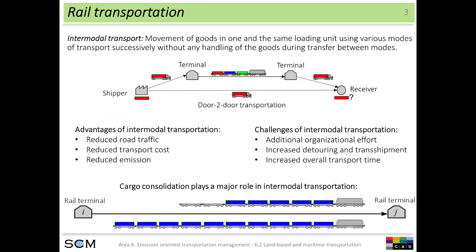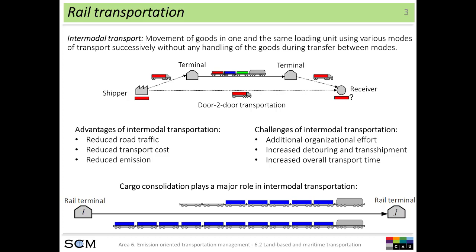Slide 3 is dedicated to rail transportation. Rail transportation is usually conducted in the form of intermodal transport, where the movement of goods in one and the same loading unit uses various modes of transport successively without any handling of the goods during transfer between modes. We see this quite often if cargo is transported in containers. A container can be loaded onto a truck, the truck is sent to a rail terminal, it is transshipped onto the train, goes to another terminal, is transshipped once more onto a second truck, and the second truck brings the cargo to the receiver.